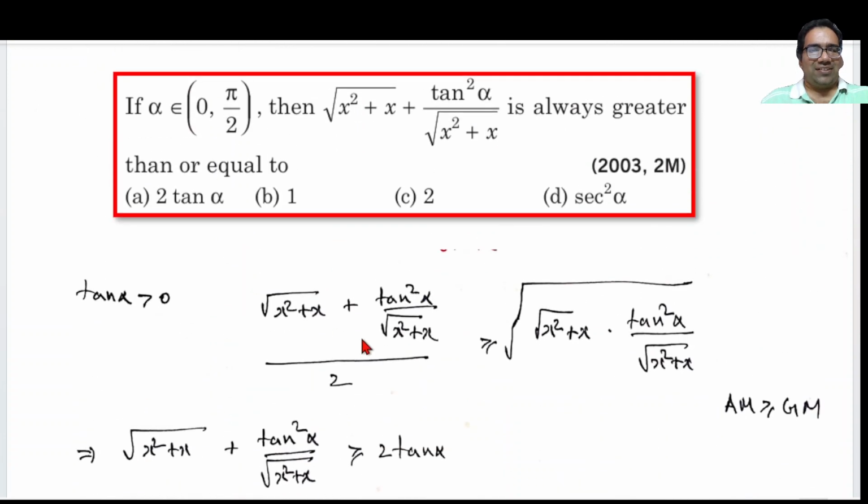Right, guys. So in this case also, these are positive numbers. That's why we can happily apply the AM greater than or equal to GM formula.